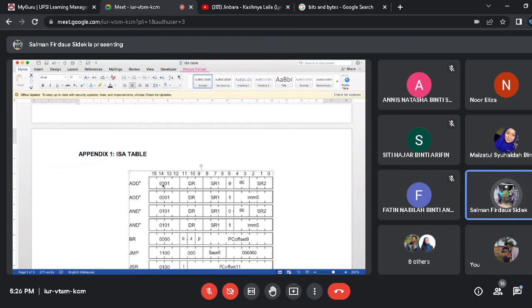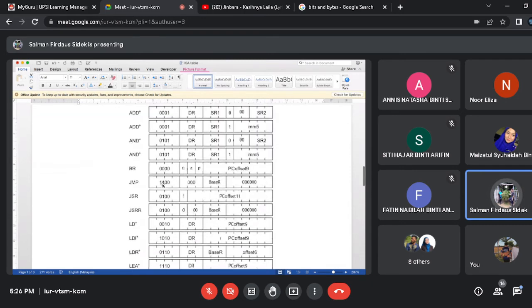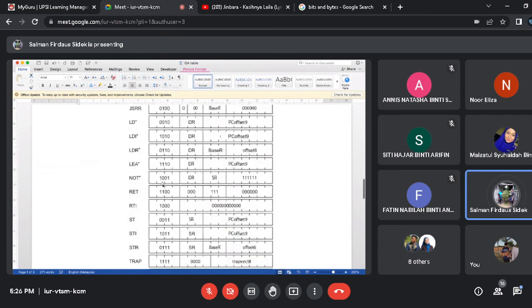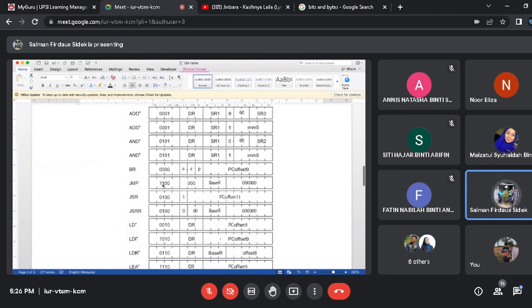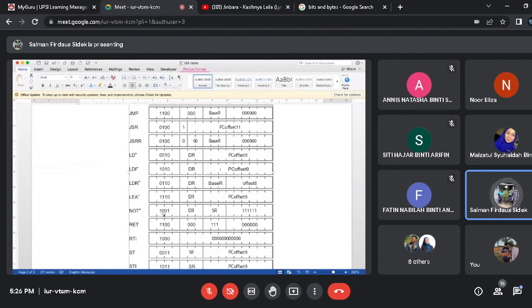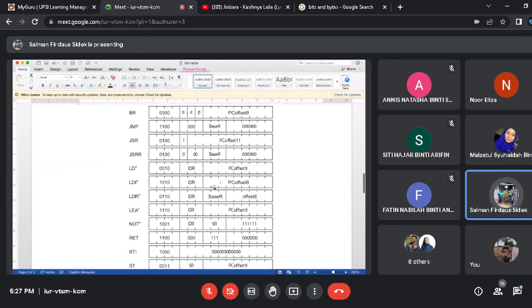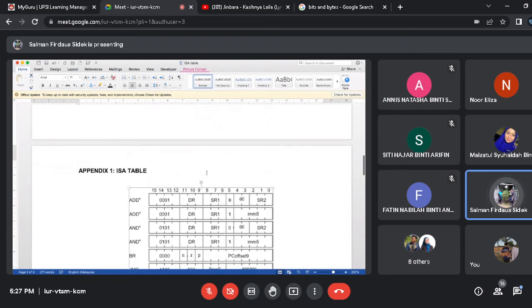Let's say the control unit sends signal 0001. So it means CPU must do addition. Let's say the control unit asks CPU to do 0101. Okay, 0101 means AND. Let's say the control unit asks to do NOT, 1001. 1001 means NOT. That is what we call opcode, operation code. So there are 4 bits for opcode.